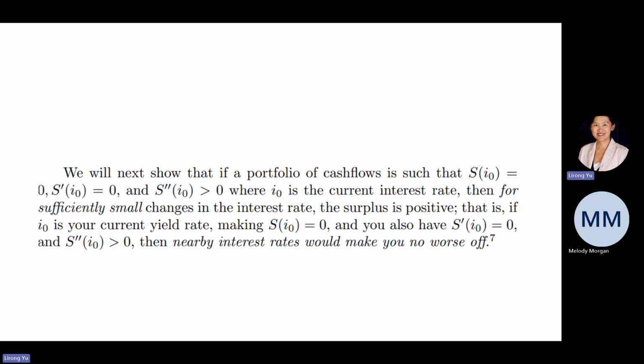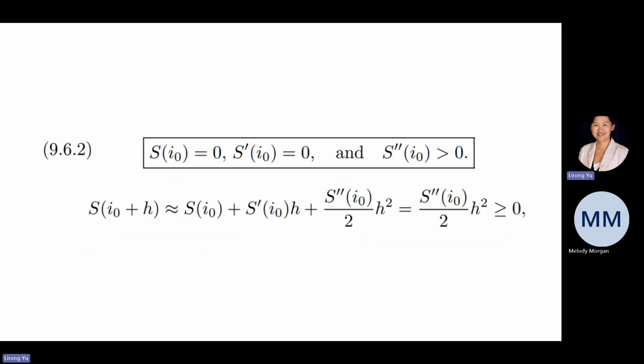I hope that kind of makes sense. Any question? So satisfy all three: S(i) equal to 0, S'(i) equal to 0, S''(i) bigger than 0. That's the so-called Redington immunization. So this is kind of a short proof of why this is true.